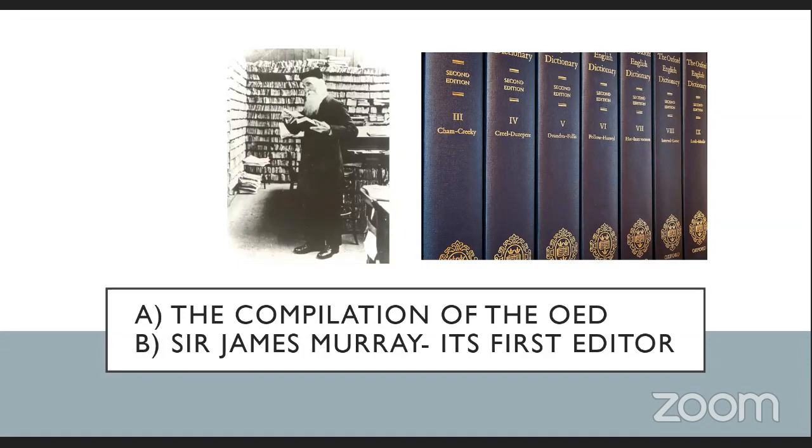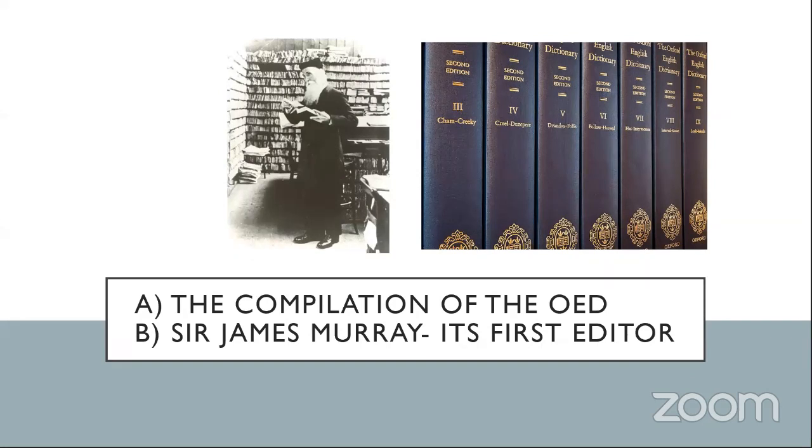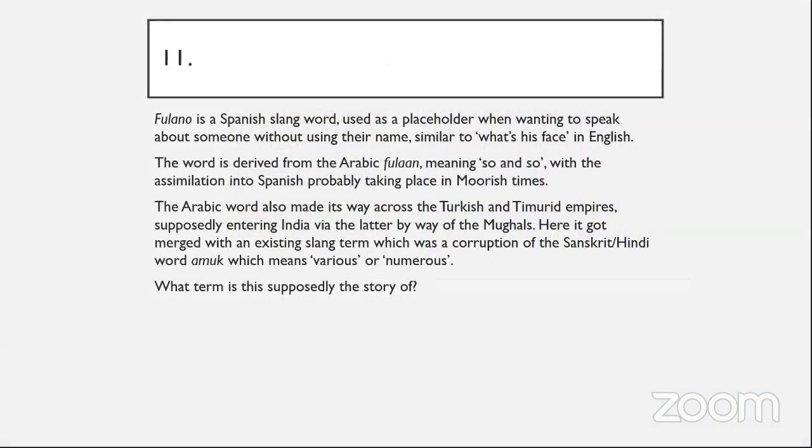And next question directed to Team 3. So fulano is a Spanish slang word used as a placeholder when wanting to speak about someone without using their name, similar to, say, a what's-his-face in English. The word is derived from the Arabic fulan, meaning so-and-so, and the assimilation into Spanish probably took place in Moorish times. The Arabic word also made its way across the Turkish and Timurid empires, supposedly entering India via the latter by way of the Mughals.